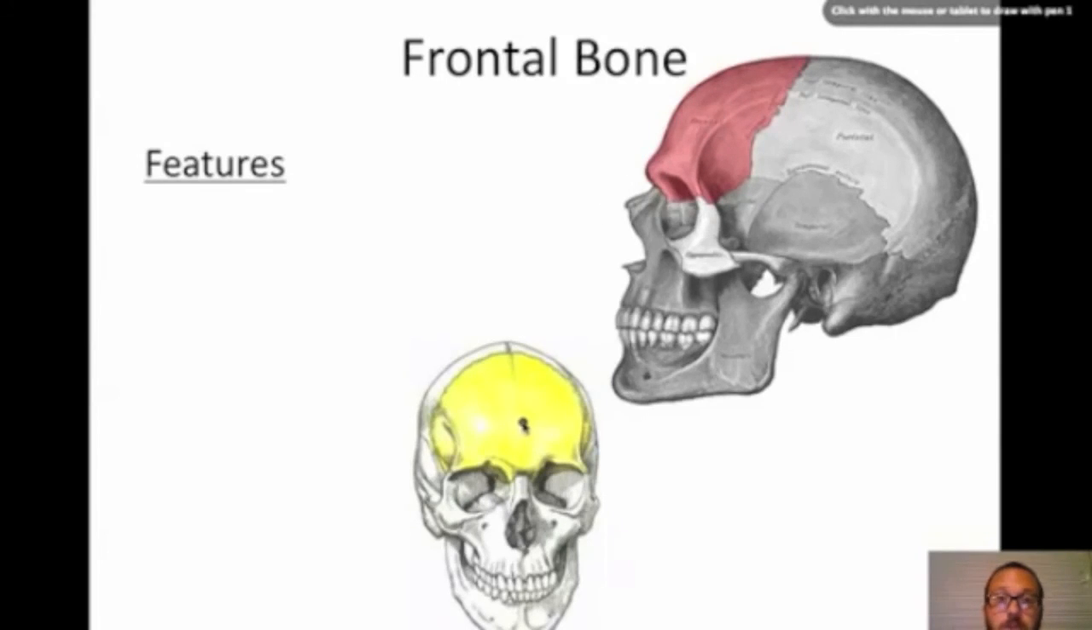Also on the front, it's also known as your forehead. Frontal bone. Top of your orbits, top of your eye sockets, right where your eyebrows would be. It contains sinuses, some of those sinus headaches you feel.